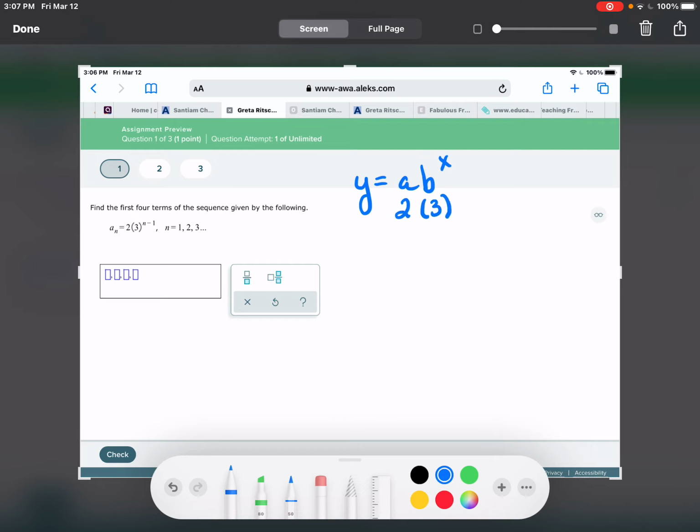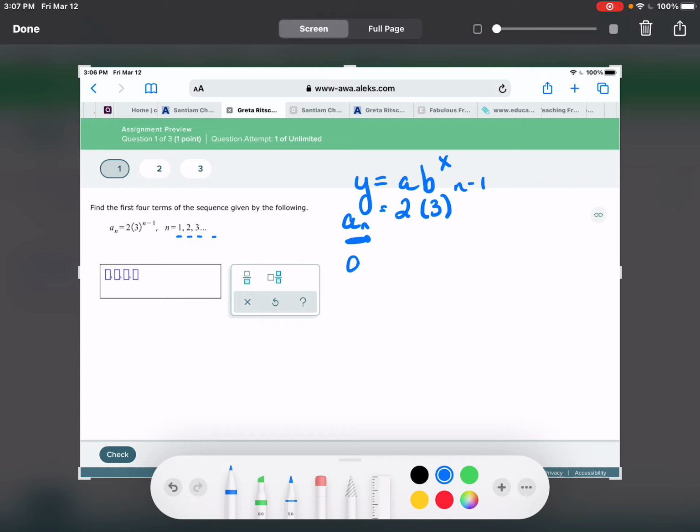And then x is our n minus 1. And then a sub n is our y. n just tells me which number it is, the first, the second, the third, the fourth. And a sub n will tell me the actual number that is. So all they're asking me to do here is to find the first 4 terms using this formula. So we're just going to plug in 1 and then 2 and then 3 and then 4 for n.